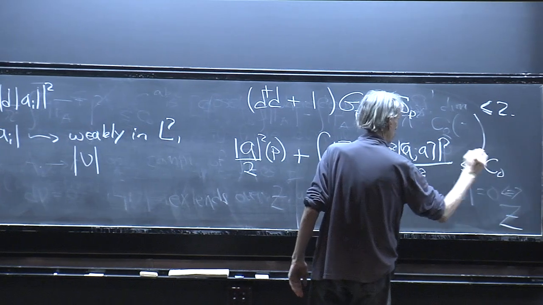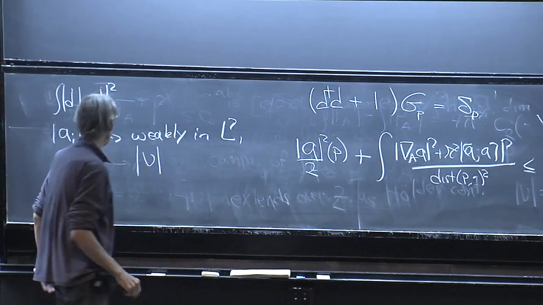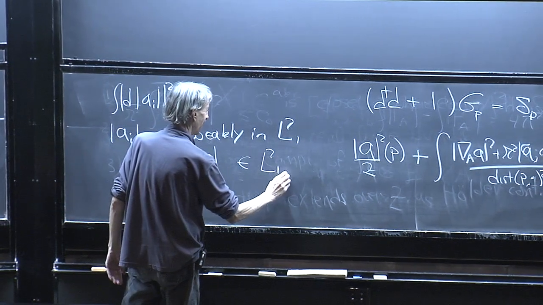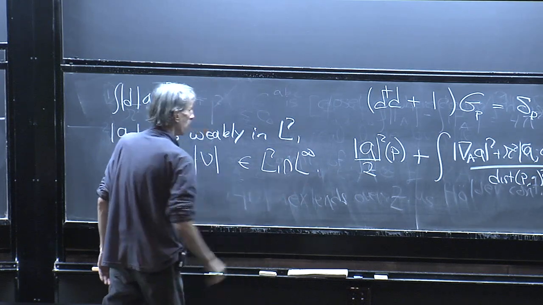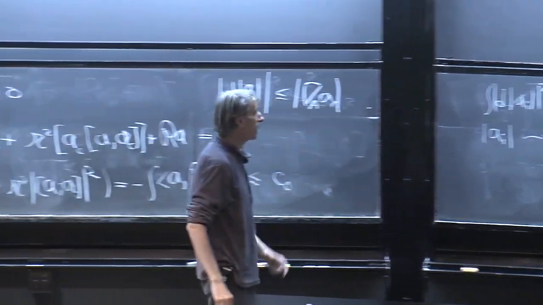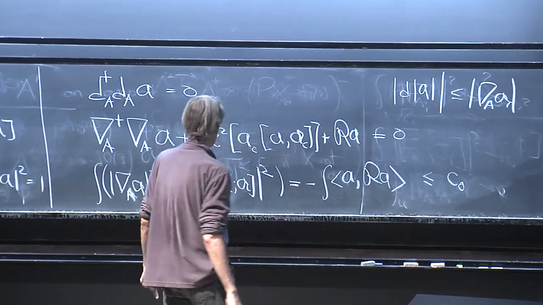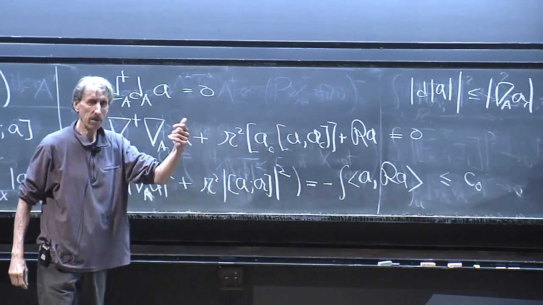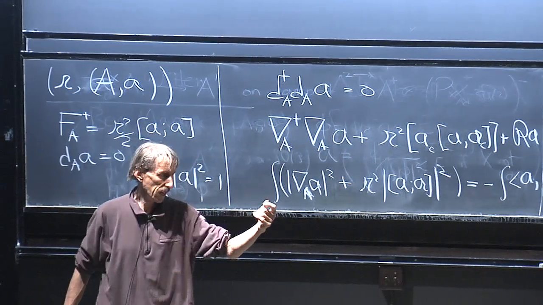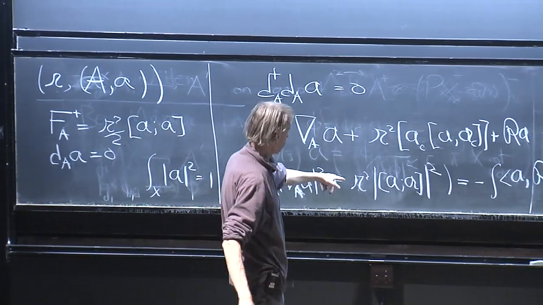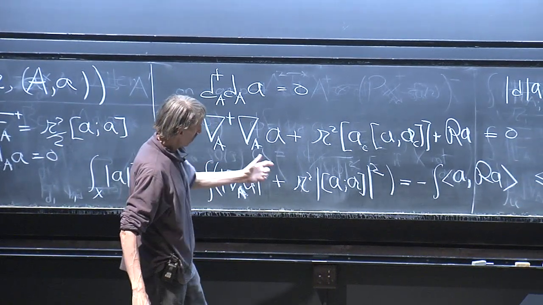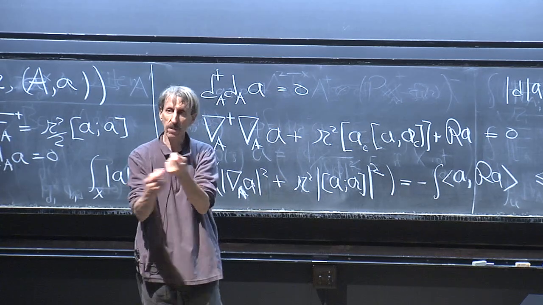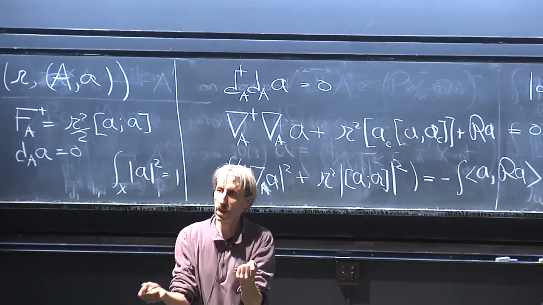It is less than this constant, which is universal. So not only is this function in L2-1, it's also in L infinity. And that's kind of an interesting thing because this is the commutator of the components of A, and it has an R in front of it. So when R gets very large, if this side is uniformly bounded, it means the components of A have to commute more and more.